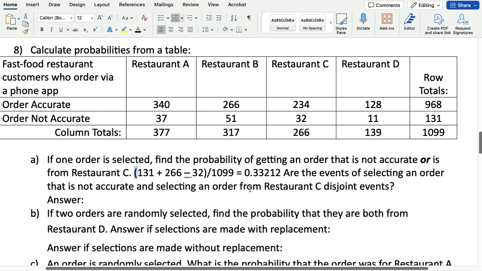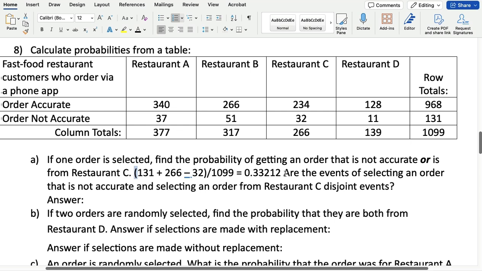0.33212. So it's roughly 1/3, approximately 1/3. 0.333 repeating is 1/3, so that's pretty close to 1/3 that are either from restaurant C or were not accurate, okay?